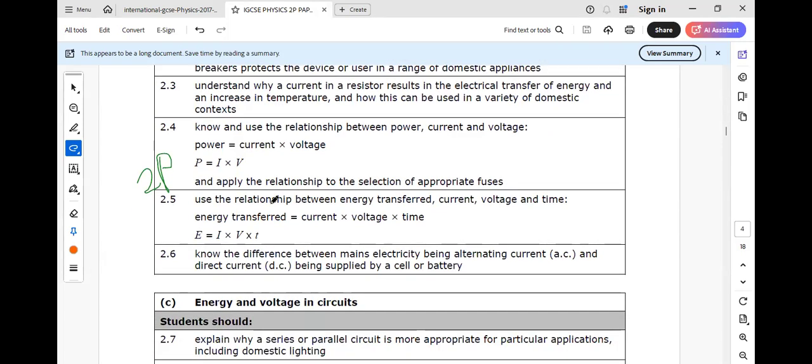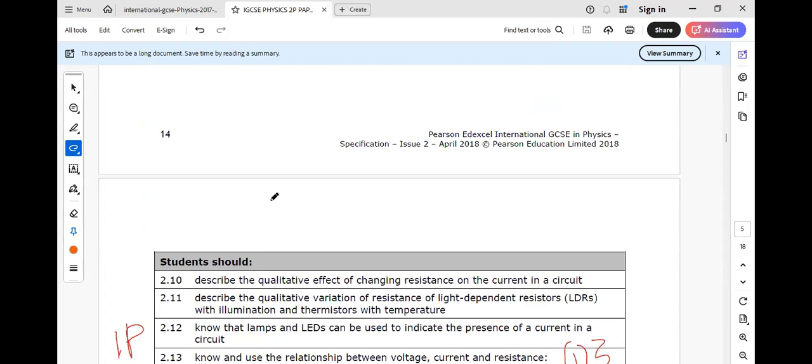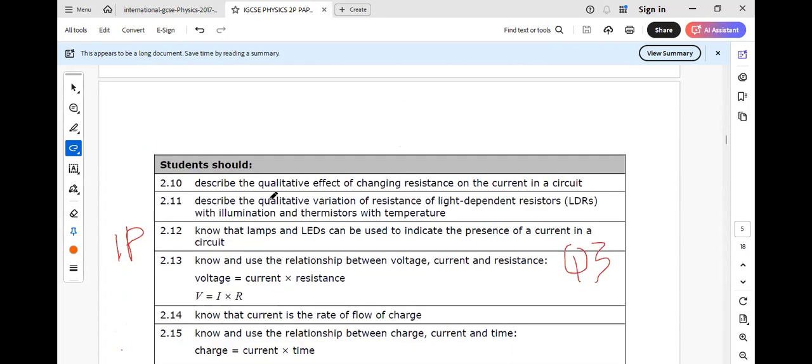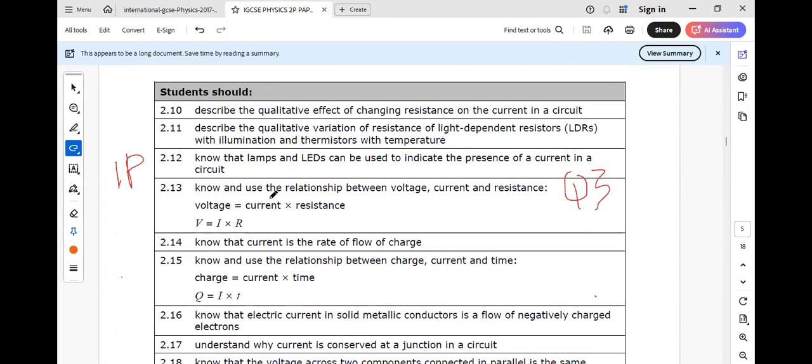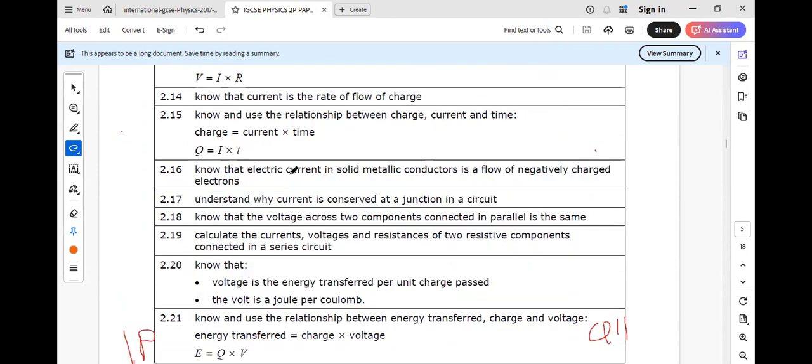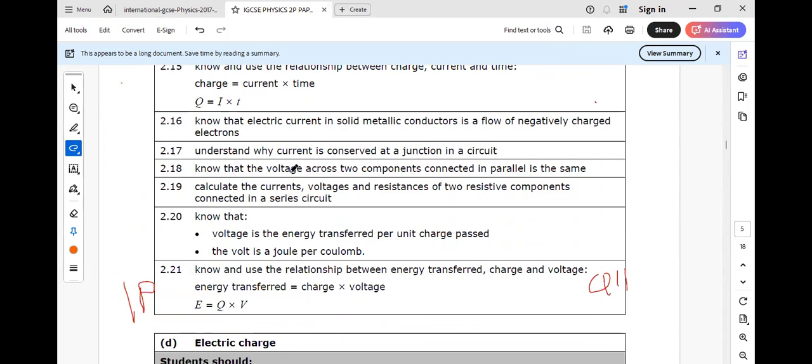Power, electrical energy can be in the 2P paper. I wouldn't say that it will be there, right? It can be in the paper. And then there was a question on Ohm's law. We got a series circuit in question 3, right? So that was given in paper 1, right?